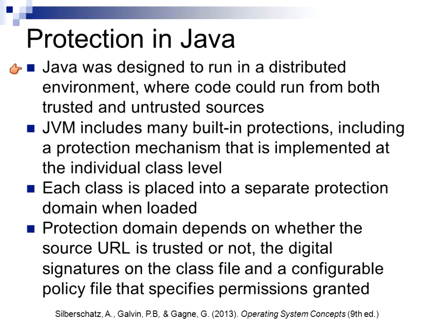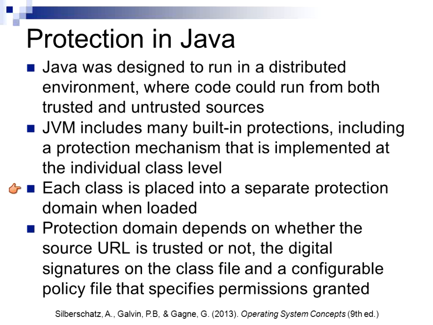Okay, to talk about Java in particular, Java has a lot of protections because Java was designed to run in a distributed environment where code could be run from both trusted and untrusted sources. Java applets can come from anywhere and you're executing that applet. Okay, Java bytecode can be moved from one operating system to another, and it can be trusted or non-trusted, and the JVM has to kind of have the protection to make sure that if it's coming from an untrusted source, it's not doing things it shouldn't. So the JVM in Java actually has many built-in protections, including a protection mechanism that's implemented at the class level.